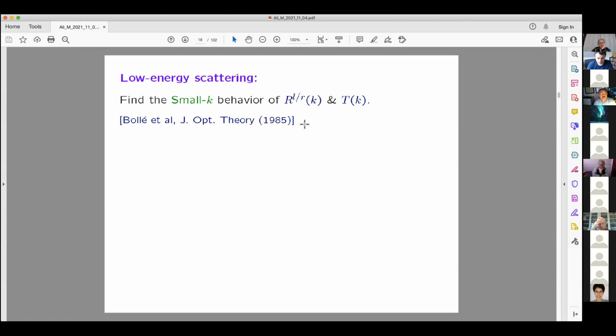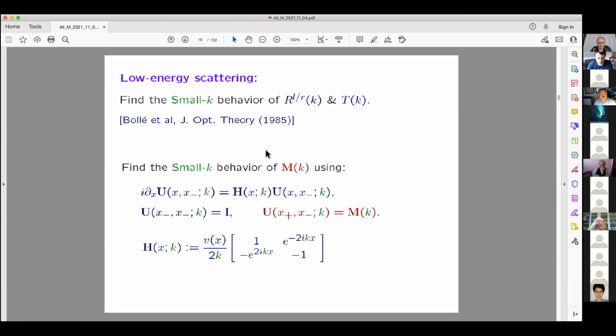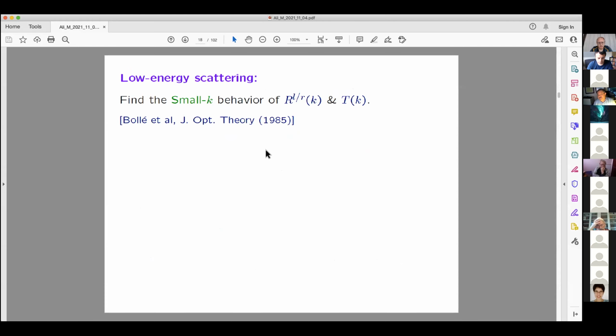Now, a study of low energy or small k behavior of reflection and transmission amplitudes. That's an old problem. It was studied in the 1980s by mathematicians, and this is a basic reference on the subject, published in the Journal of Operator Theory. It's a 30-something pages long, very difficult to read paper. So we were interested in some application. We couldn't get anything out of that paper, so we sat down and tried to do it ourselves.